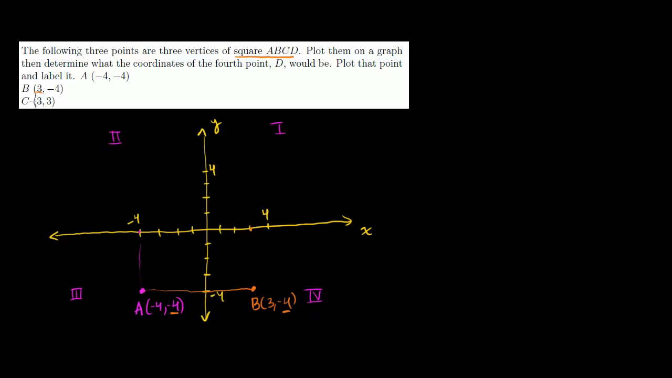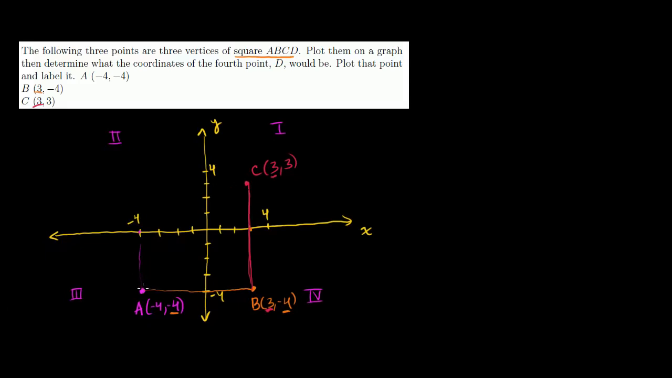And then what's the next point? Point C is 3, 3. So 3, 3. It's in the first quadrant. Both of its coordinates are positive. And notice, it's on the same vertical as B. It has the same x value. They both have an x value of 3. So it's right above it. Now we have to figure out the last point here.